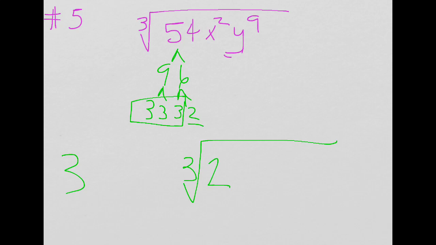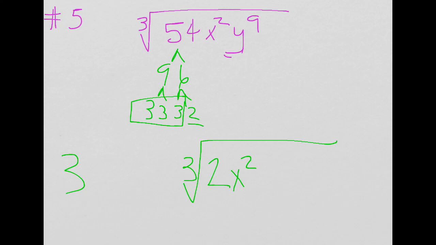So is anybody confused about what we're doing? If it's a cube root, there'll be a 3 on the outside of the radical. That means I want a set of 3. And what's that going to mean? I'm going to divide the exponents by 3. Now, can I divide 2 by 3? No. So what do you think I'm going to do with that? Put it back in the radical. So I'm going to leave x squared under there.